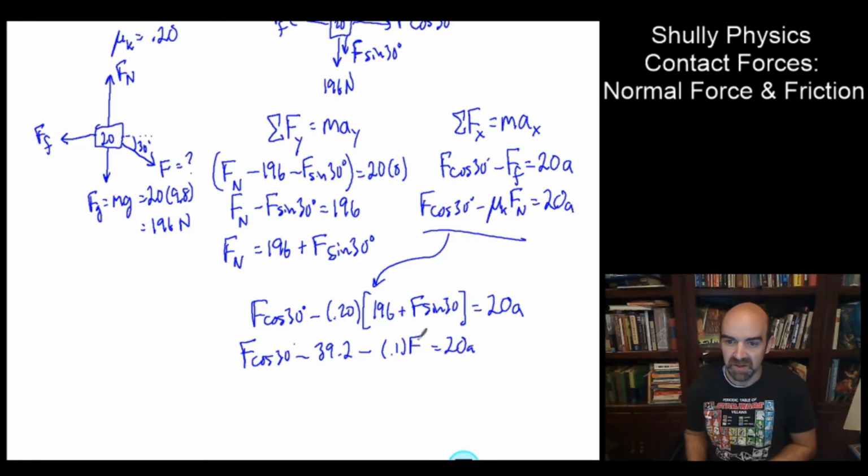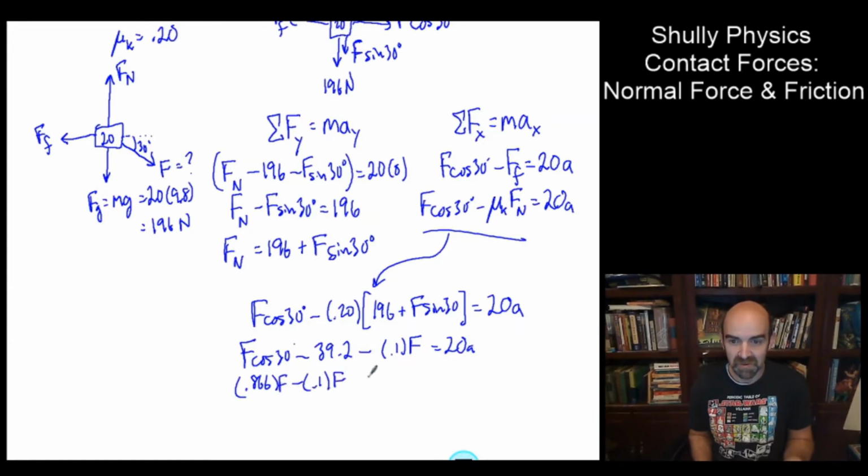and all that equals 20A. And I can combine like terms. We got an F cos 30 and a 0.1 F, so we're going to take cos 30, which is 0.866, minus 0.1 F. I'll go ahead and write that out. 0.866 F minus 0.1 F, and add 39.2 to the other side. I'll go ahead and do that. Equals 20A plus 39.2. Okay, and we got a 0.766 F equals 20A plus 39.2.